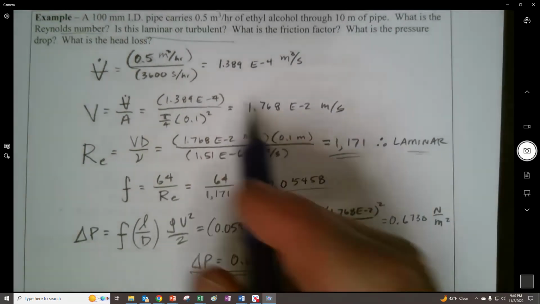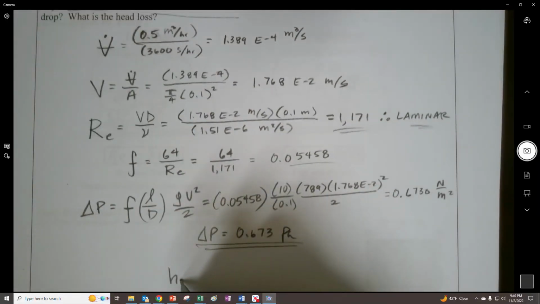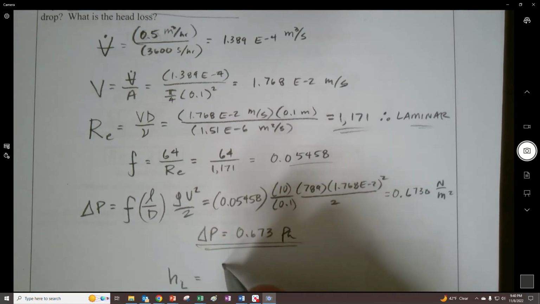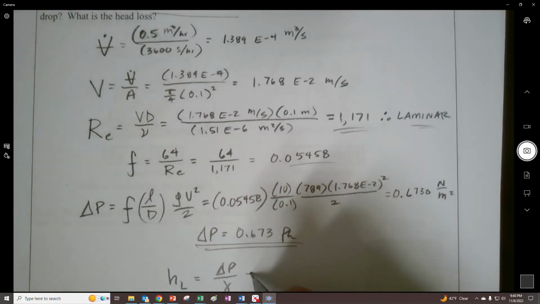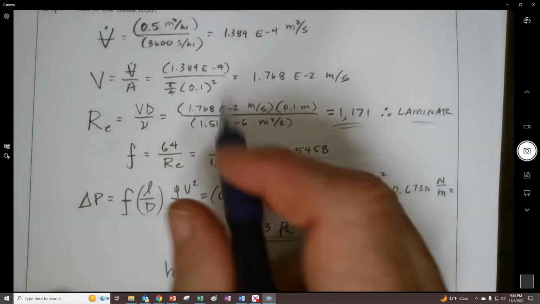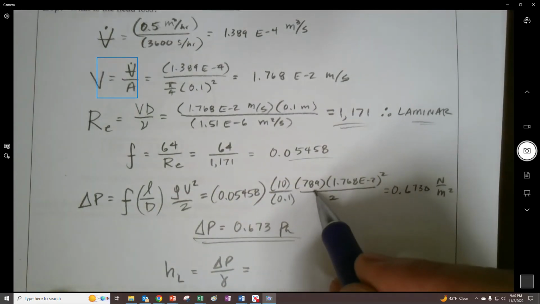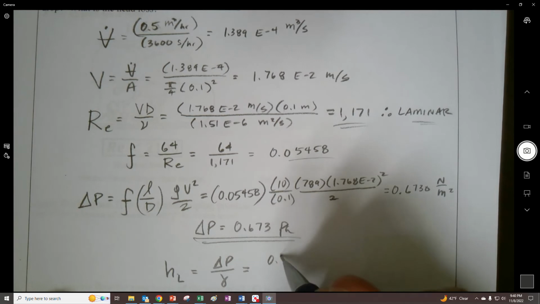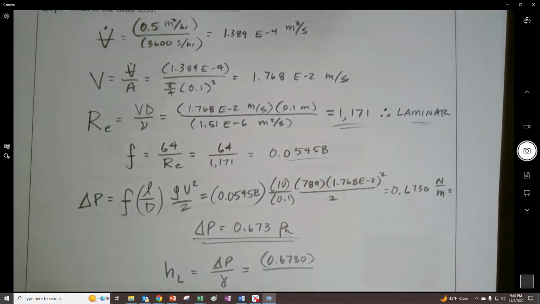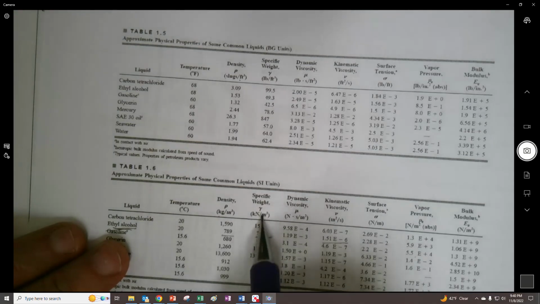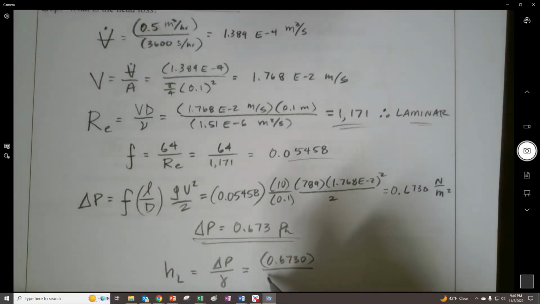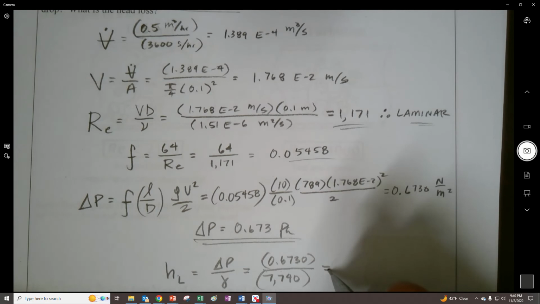Then they also wanted head loss. So what is the head loss? Remember that head loss H is the pressure drop, so we take delta P and divide it by gamma. Or you can use rho and the density, but let's just keep it: 0.6730 divided by, and ethyl alcohol has a specific weight of 7.74 kilonewtons per cubic meter. You have to be careful of that kilonewtons, so we need to put that in as 7,740 newtons. And we get 8.676 E minus 5 meters.